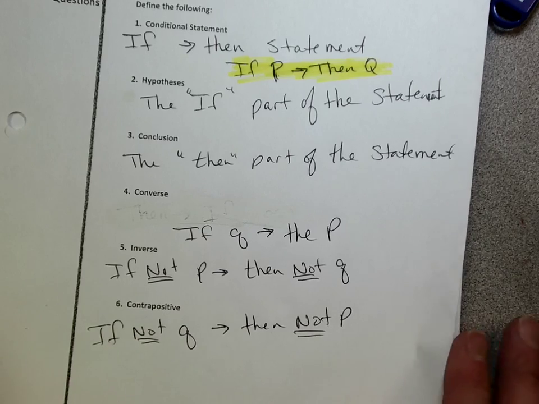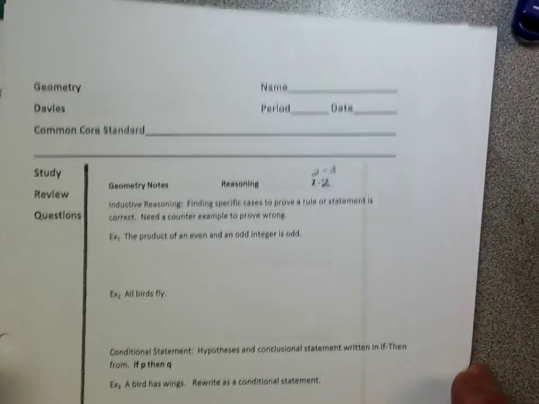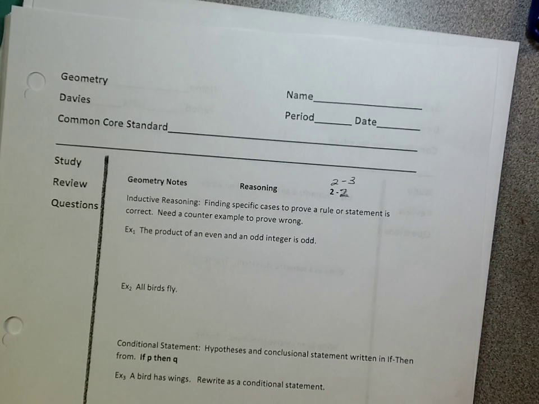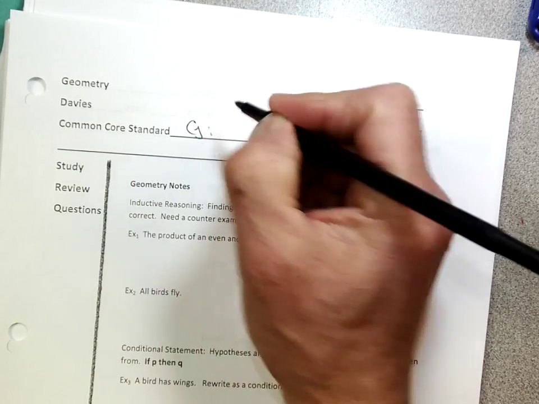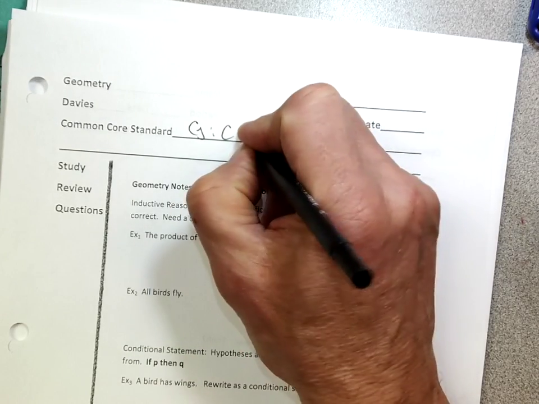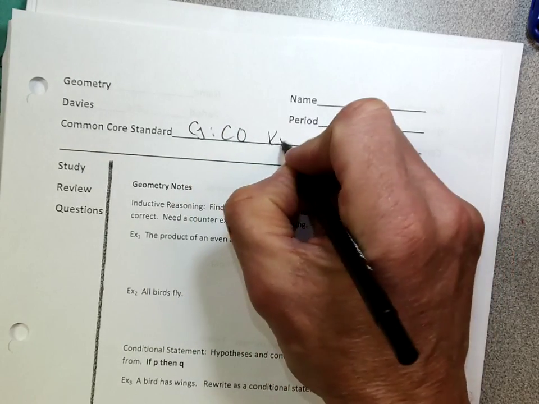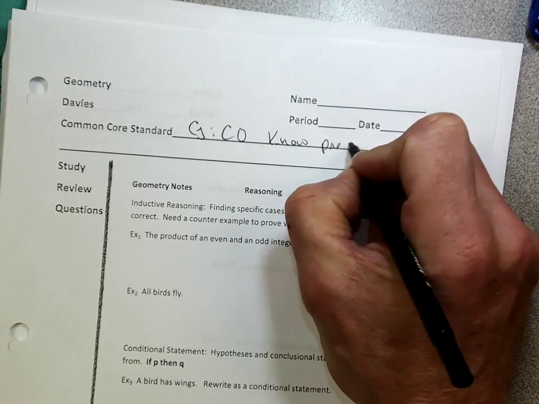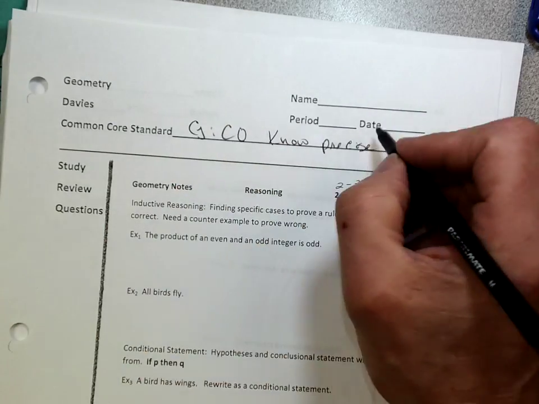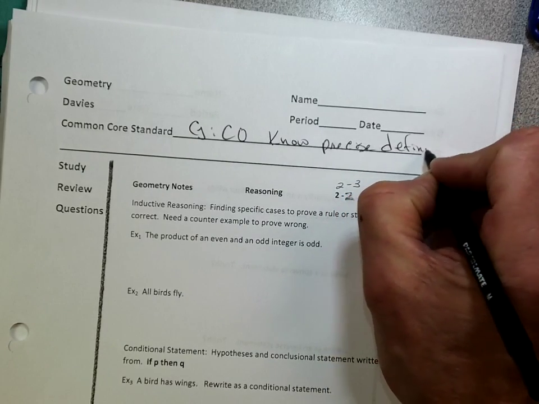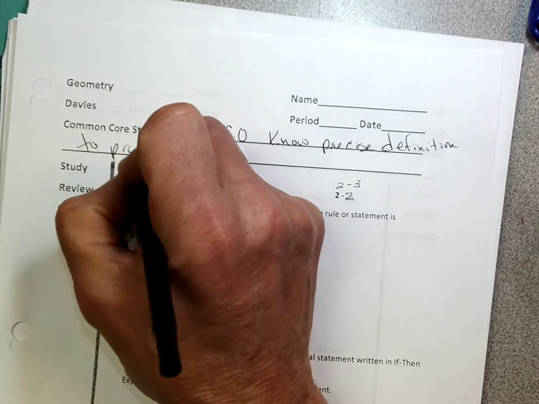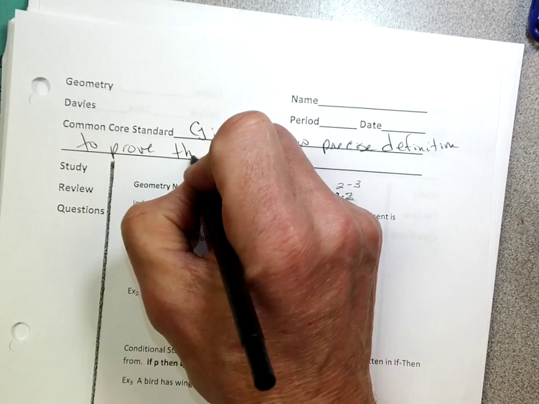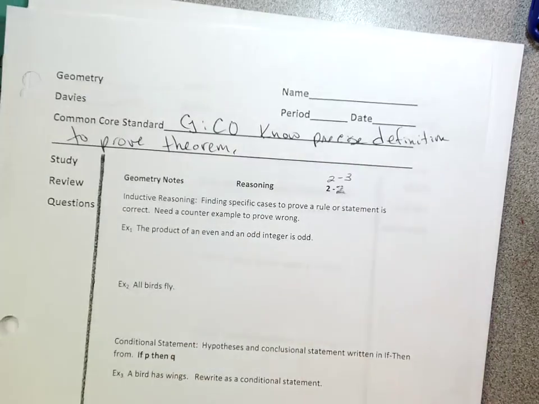In fact, we need to take a look at these, okay? So let's take a look at our first example. In example 1, again, what we're doing in our Common Core is geometry. We want to talk about precise definitions to prove theorems. And we're going to get into that more and more. What is a theorem? We're going to talk about that in a couple of days, okay?